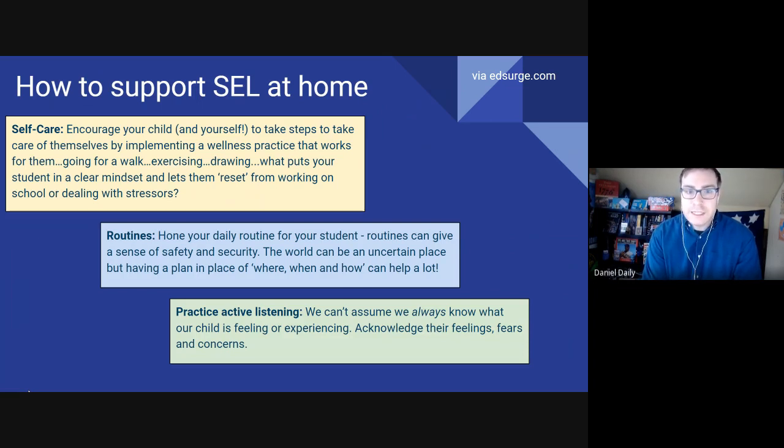Routines, like I said, these are things that as you spend more time as a student and family here at TRECA, really honing your daily routine for your student is so important. That gives them that sense of safety and security. That could be a physical place where they do their work. That could be a certain schedule where they do their work. If you need help with that, your student's teacher, advisor, counselor, anyone would love to help talk through that with you if you need help with setting that up.